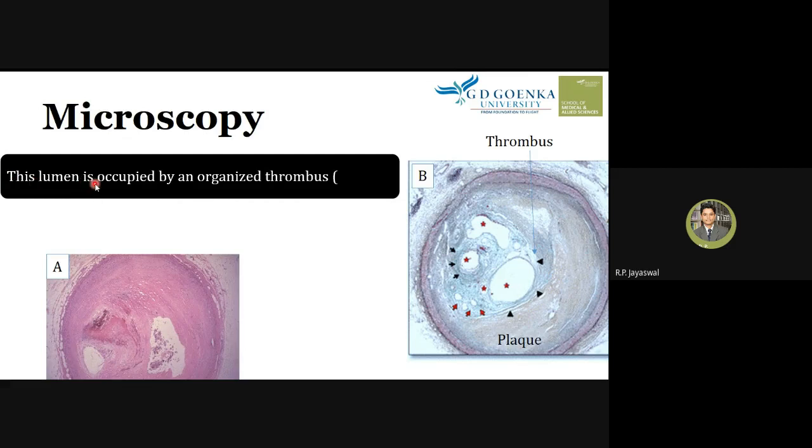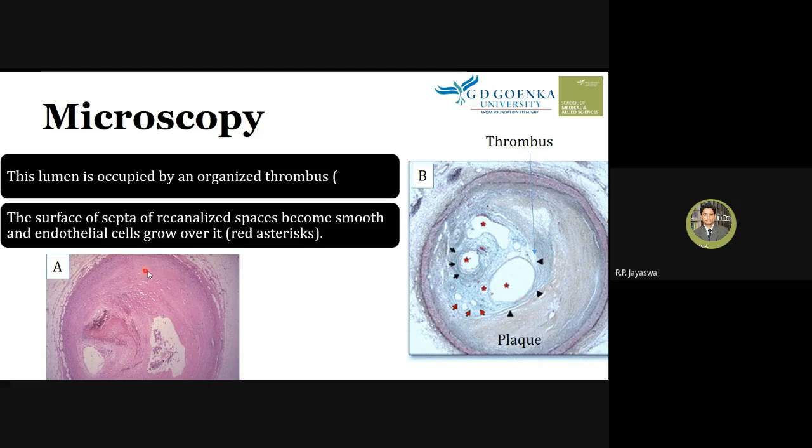This lumen is occupied by an organized thrombus, and the surface of the septa of the recanalized spaces becomes smooth and endothelial cells grow over it. Here, this is the surface. This is the space, which will be like a lumen through which the blood will flow. So through this space blood will flow, and over the surface of the septa.